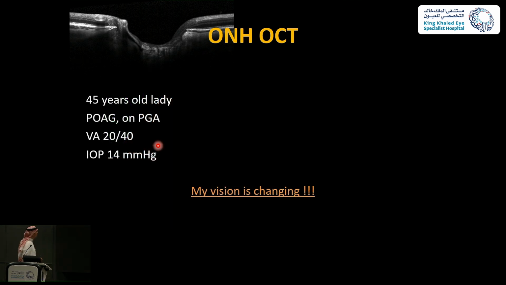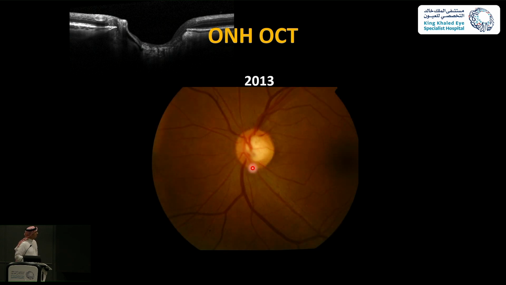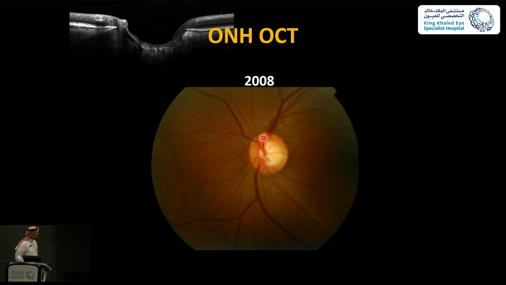Another example, we have a 45-year-old lady with primary open-angle glaucoma and prostaglandin analogs again, visual acuity of 20/40 and a pressure of 14. So that's her disc photo in 2008. And that's the disc photo in 2013. You can see that there is a disc hemorrhage here compared with the previous slide.